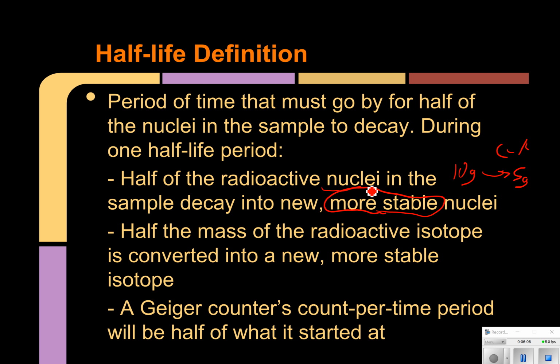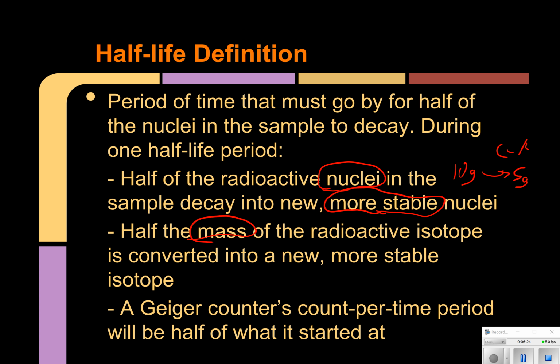Now, this is a similar concept when we're talking about nuclei and mass, because nuclei have a mass. So we can be talking about specific nuclei or specific atoms, or in general, which is more common, the actual mass of the radioactive isotope that we're dealing with.